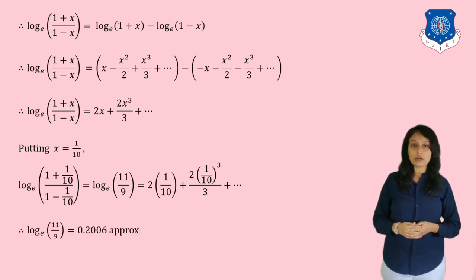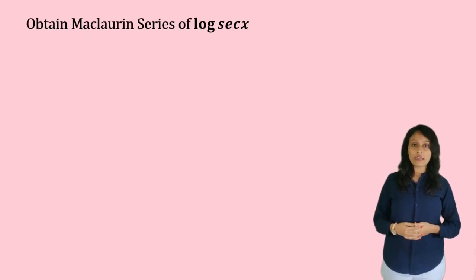So you will get the answer of log(11/9) as 0.2006, which is the approximate answer. You can verify this answer on a calculator by substituting ln of 11/9. Next, we'll see another example, the Maclaurin series of the function f(x) equal to log sec x.